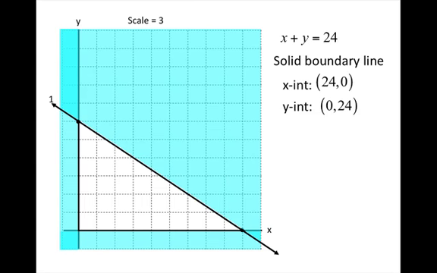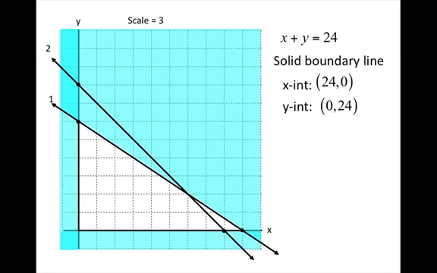Next, we want to graph the boundary line for x plus y equals 24. So I have both intercepts: 24, 0 and 0, 24. If I divide those 24s by 3, I get 8. So these are going to look like the points 8, 0 and 0, 8. So I draw a solid boundary line through these points, and I label this line with a 2. That was my second boundary line.